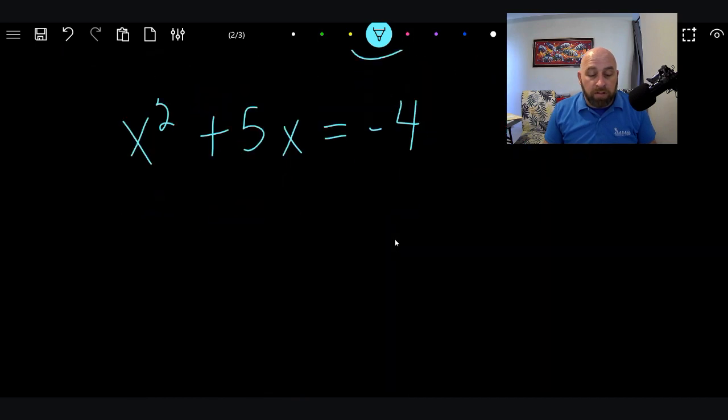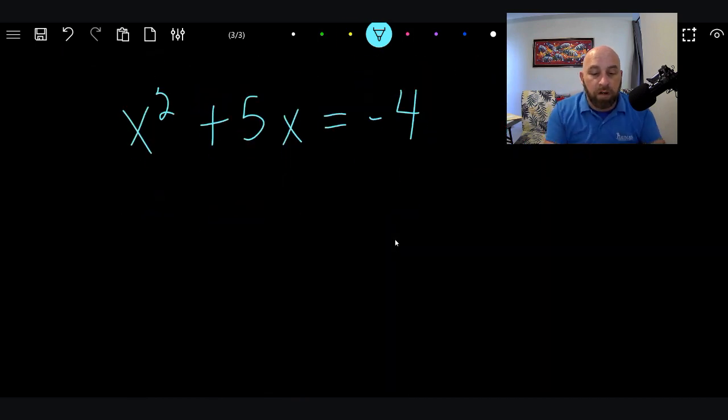All right, let's do another one. Same thing going on here. We have our quadratic term in place. We have our linear term in place. And then we have this negative 4 sitting over there. What are we going to do with this negative 4? Well, we need to move it over here. How do we do that? By adding 4 to both sides.